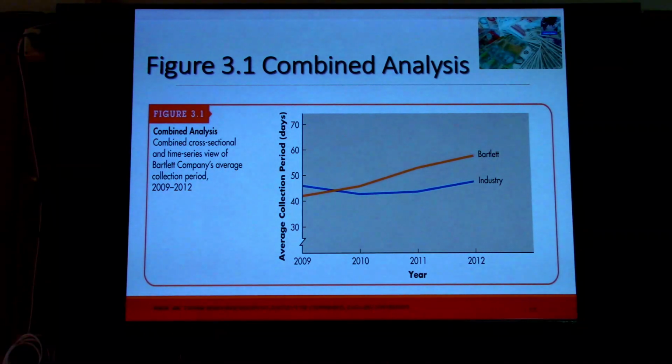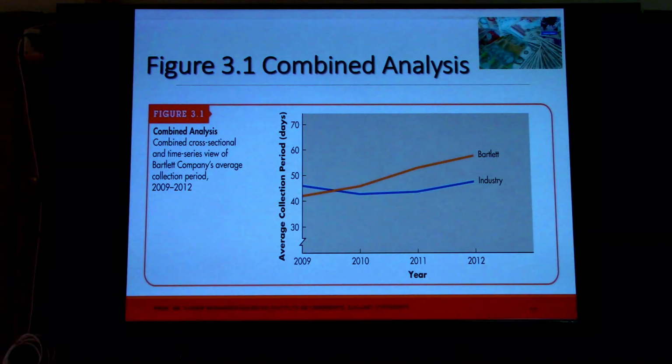In figure 3.1, this is a reflection of a combined analysis where we combine cross-sectional with time series analysis for a specific ratio. As you see, we have 2009, 2010, 2011, 2012, and at the same time we compare between the industry and the firm at a specific point in time, but this is a combined analysis between cross-sectional and time series analysis.